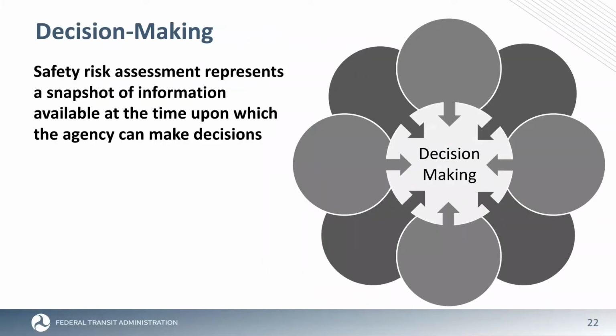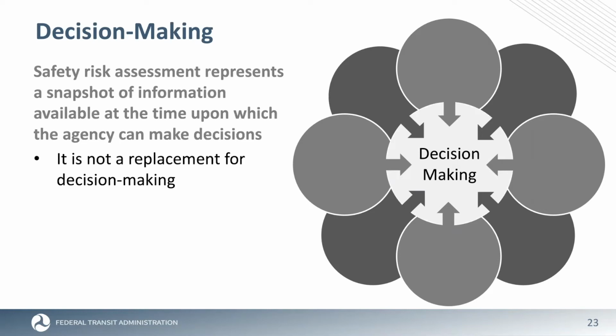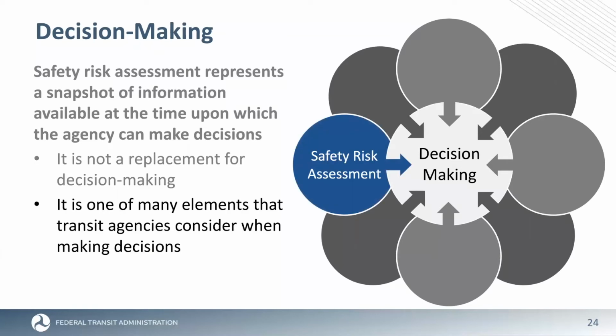And this brings us to a very important key point from today's webinar about prioritization and considering what safety risk assessment gives us. The safety risk assessment, ultimately, is a snapshot based on information and data that's available to our agency at the time we're doing the assessment, and upon which our agency can take that assessment to ultimately inform its decision. So it's information that helps the agency make a decision. And importantly, safety risk assessment is not a replacement for the decision-making process. Instead, it's really just one of many elements that an agency is going to consider when it makes decisions.